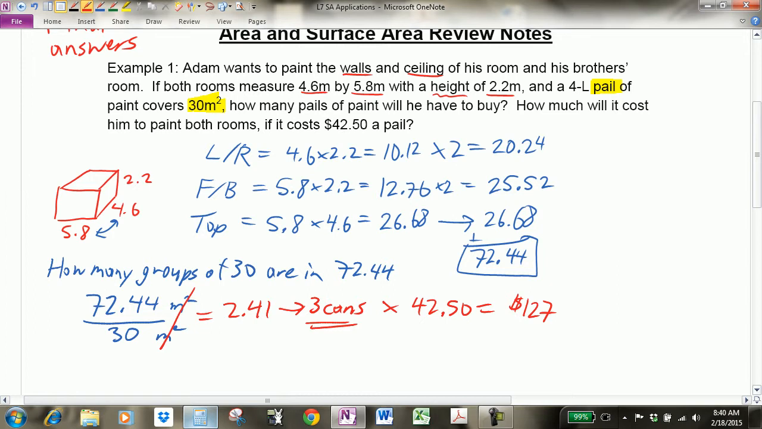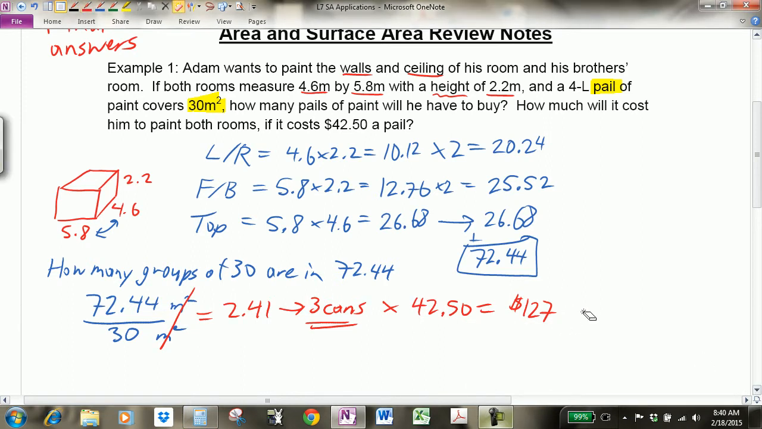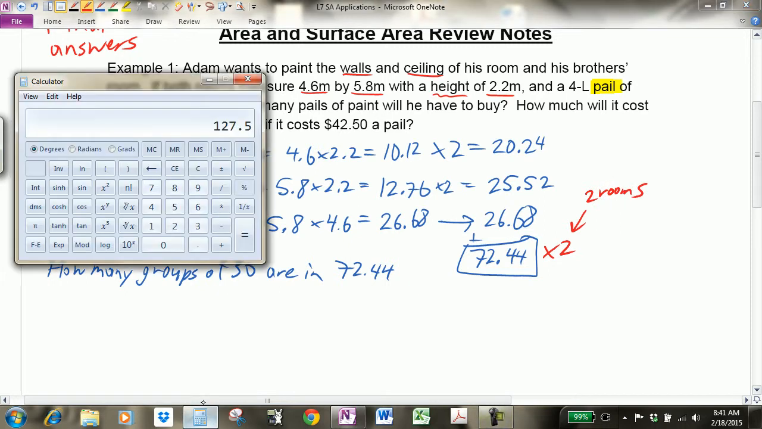Okay, so let's back up here. Okay, there is 2 rooms. Let's back up. So what do you think we should multiply by 2? Should we multiply the 2.41 by 2? Yes. No. Because we want to figure out what the double the surface area is first. So we have to multiply the surface area times 2 because there's 2 rooms. It might not work out exactly with our rounding. That's why we have to multiply the surface area.